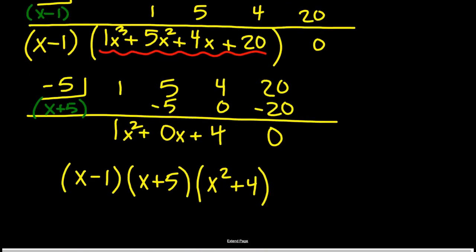So what are the zeros then? Okay, well we have 1, we have -5, and here we have 2i. Oh wait, nice. Yeah, that's good. 2i. Wait, but they always come in conjugate pairs, so it's plus or minus 2i.